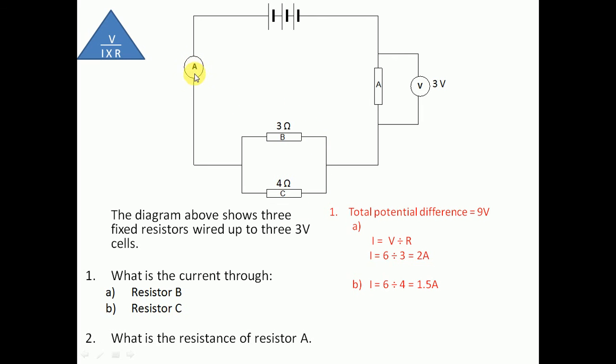At this point, when those 2 currents come back together, we must have flowing through this wire, and therefore through resistor A, a current of 2 plus 1.5. In other words, the current is 3.5 amps flowing through A. Now we have our current and our potential difference, we can calculate our resistance. Resistance is potential difference divided by current. So a potential difference of 3 divided by the current we've just calculated of 3.5 gives us an answer of 0.86 ohms to 2 significant figures.